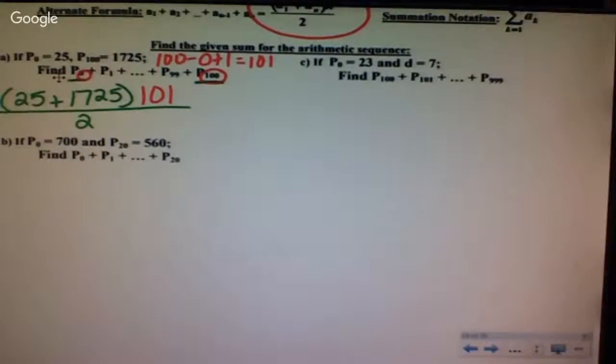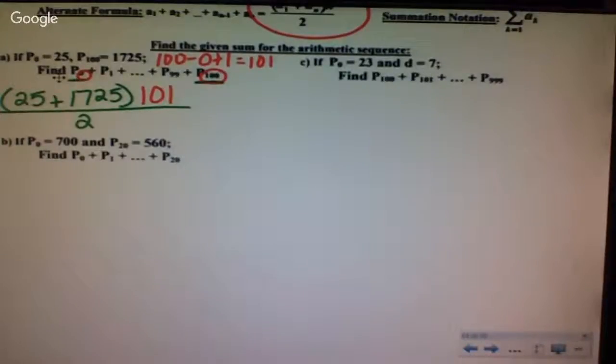You can always remember that if it goes from 0 to a number, it's always 1 more than that number. But when we get to part C, it's not quite that easy, because they start us at number 100 and go clear up to number 999. So the number of terms is going to be 900.